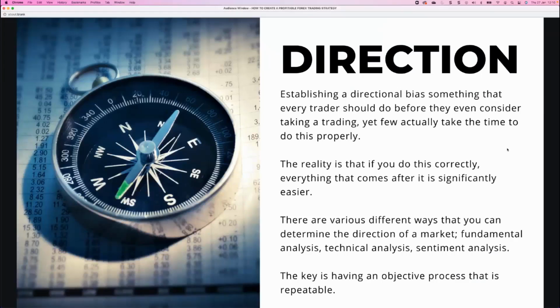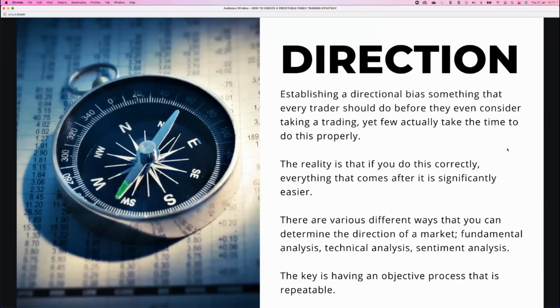So let's first talk about establishing a directional bias. Now, establishing a directional bias is something that every trader should do before they even consider taking a trade. But few actually take the time to do this properly, all right? The reality is that if you do this correctly, everything that comes after it is infinitely easier. You wipe out a good portion of your losses if you can develop a directional bias effectively. Because then you're not taking trades against the trend. You're not trying to swim upstream.